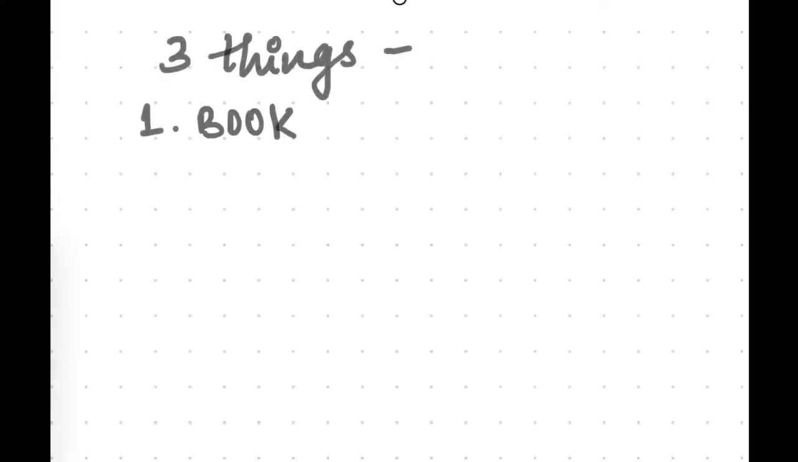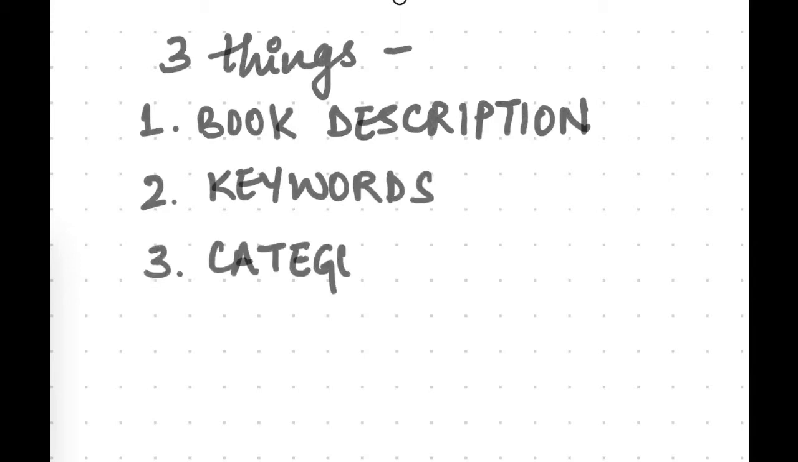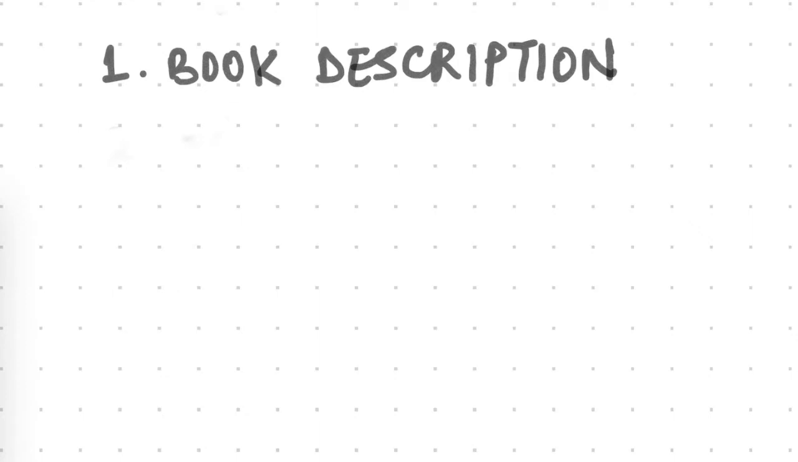In this video, we are talking about three things. First is your book description, second is keywords, and the third one is categories. So let's start with the first one, which is your book description. What does your book description have to be like? Your book description, in case of Amazon, is basically the blurb of your book.